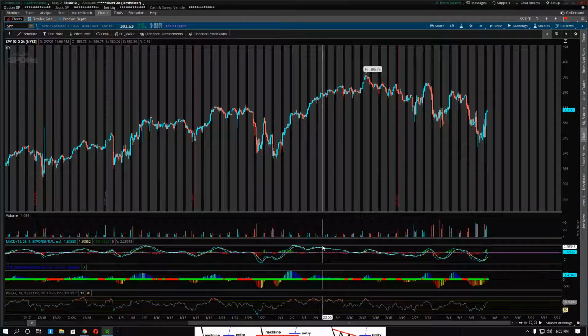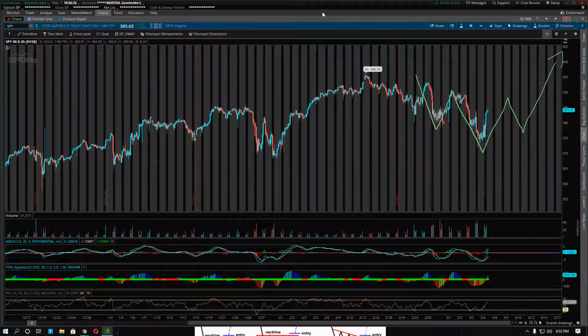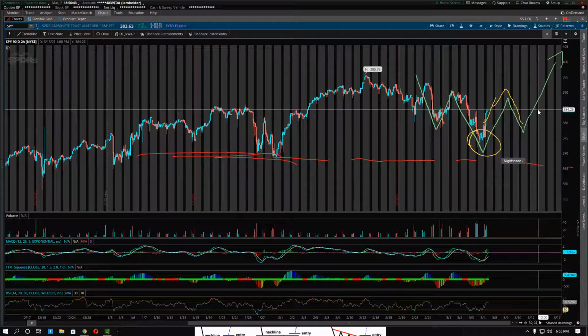So we could be forming an inverse head and shoulder, which is why it's very important that we can find support anywhere above this level. Otherwise, SPY might just fall all the way back down to this 365 level. That kind of makes sense. So I'm hoping that this is an inverse head and shoulder pattern. If we find support anywhere above this level right here, then this will be a confirmed inverse head and shoulders, and we will be pushing to all-time highs almost immediately. That's going to be the beginning.